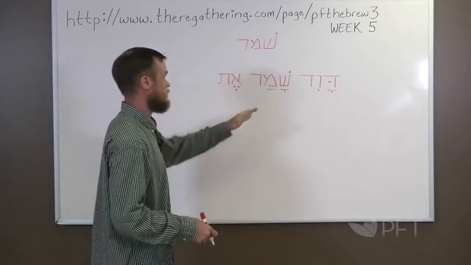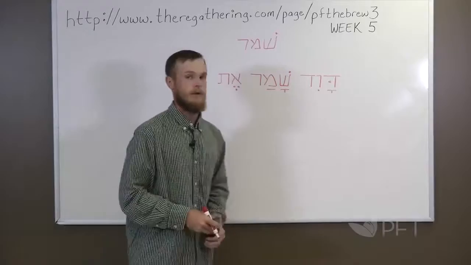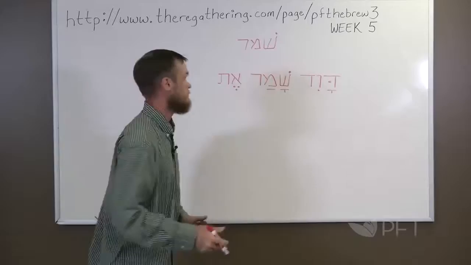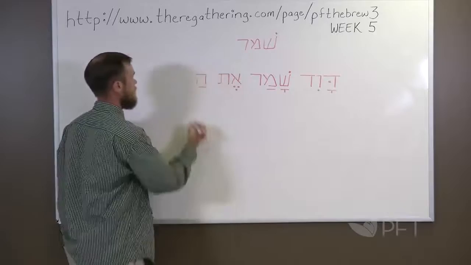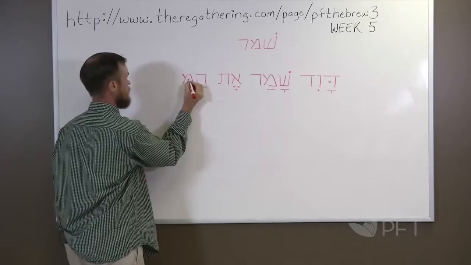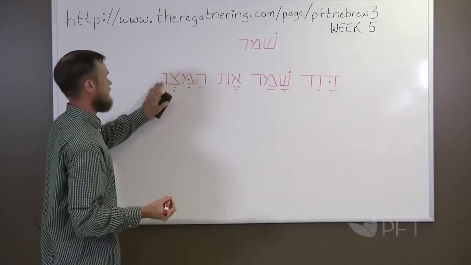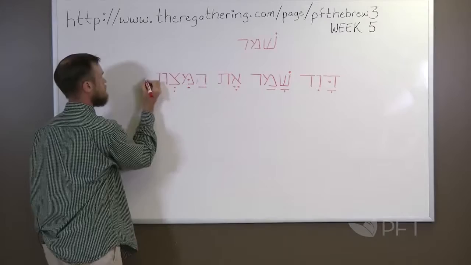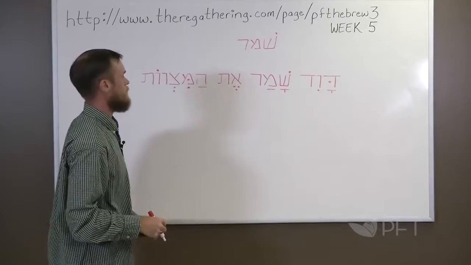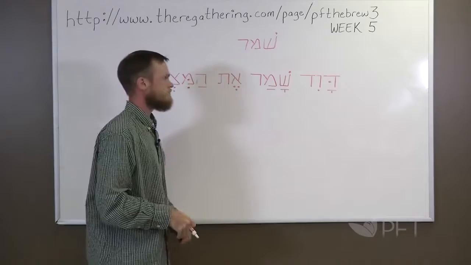Mitzvah is a commandment. So commandments is mitzvot. And we need the definite article to make it "the commandments." So ha. Remember our rule way back when we talked about the definite article, that the first letter following it takes a dagesh. And for nouns ending in he, the he drops off before we add the plural suffix. So David shamar et ha mitzvot. David kept the commandments.